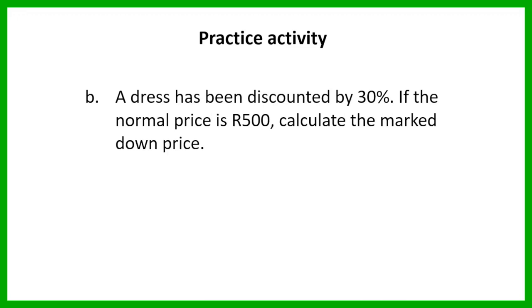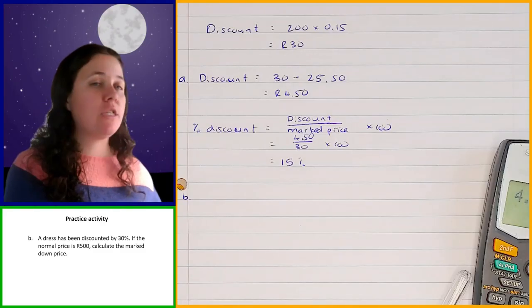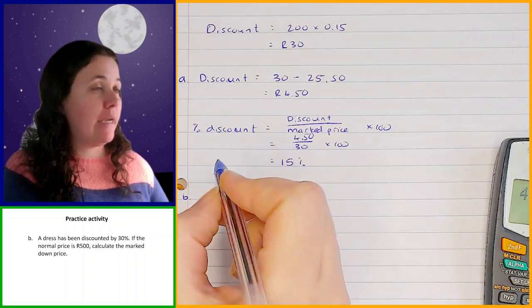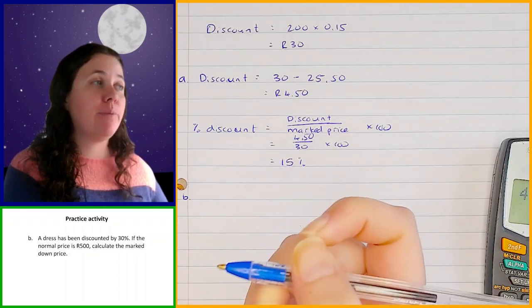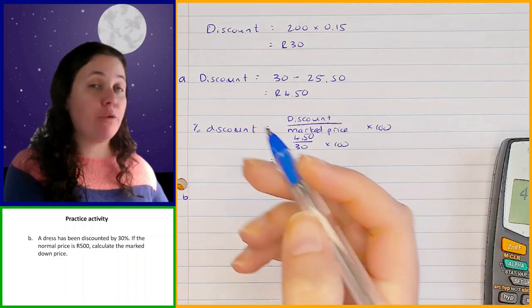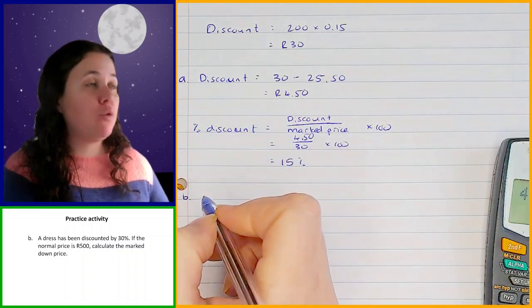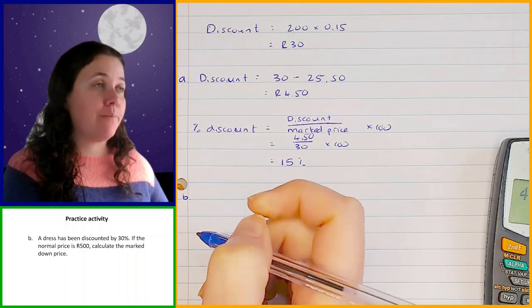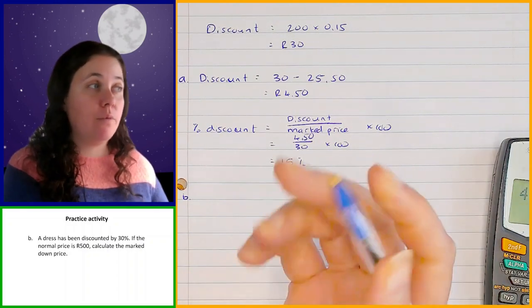Okay, you should be done with that, so let's go through that example. Now with this example, I actually want to show you two different approaches to doing it. The first way is to just say, well, we know that if it's been discounted by 30%, then the amount you're going to pay is the difference, which is 70%. So I'm going to work out 70% of 500 Rand, and that'll tell me how much you would pay.